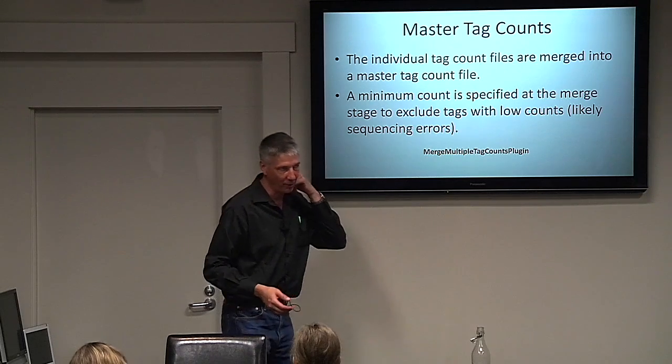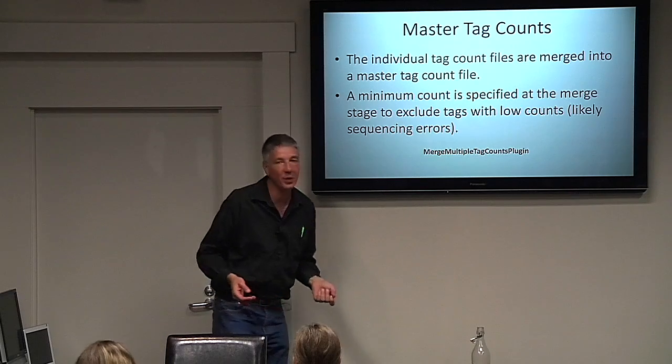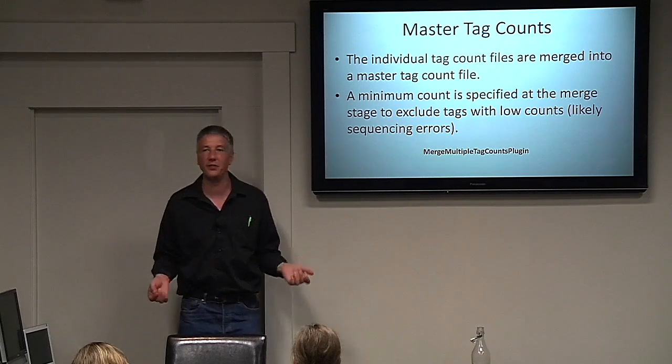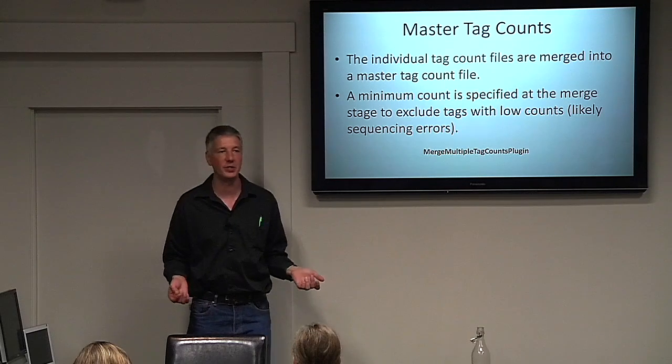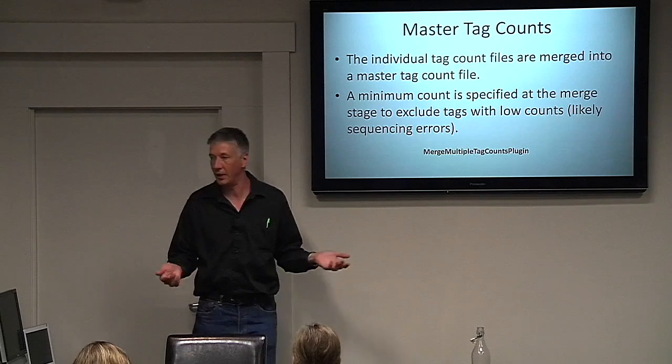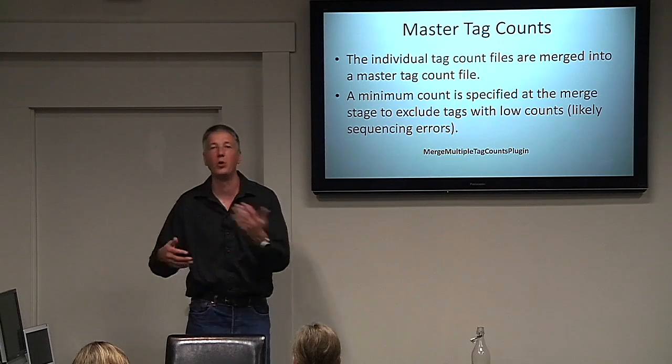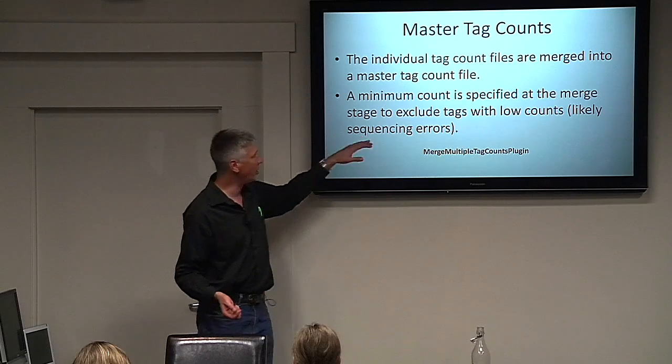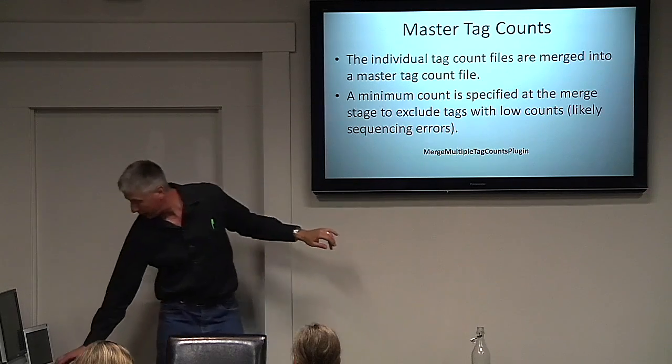And what your research goals are. But if you only see a tag one time in a couple lanes of data, it's most likely going to be a sequencing error, right? Otherwise, you'd expect to see it multiple times. So those get excluded. Okay.